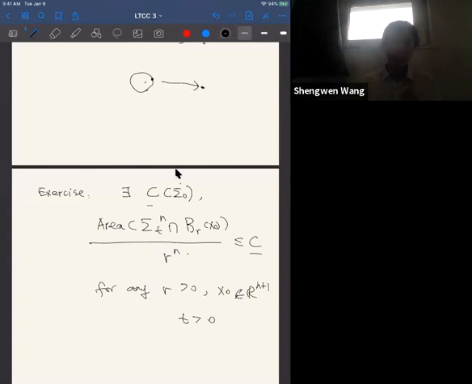So it means that even if it develops singularity, the areas are not going to concentrate too much. So there's a uniform Euclidean volume growth.